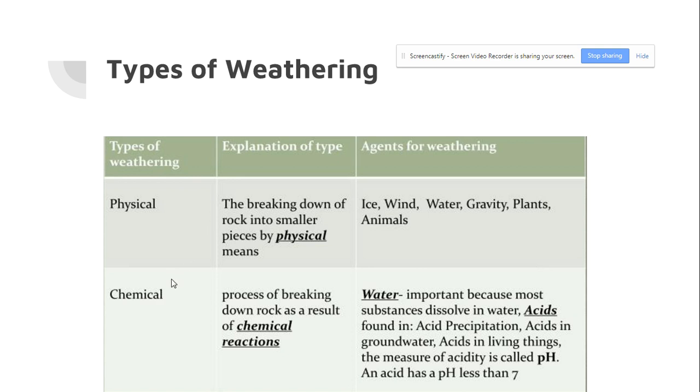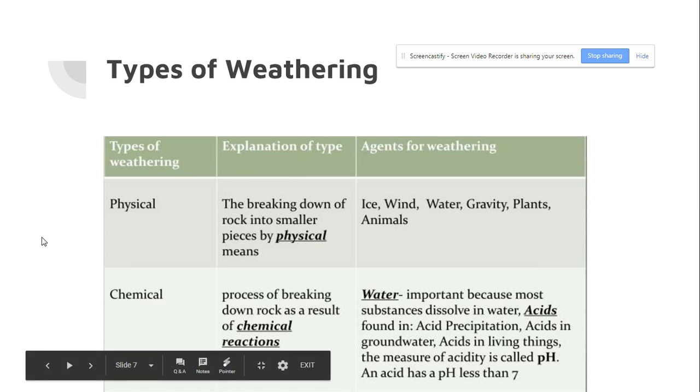The other type of weathering is chemical. Chemical means a chemical reaction was occurring that breaks down the rock.